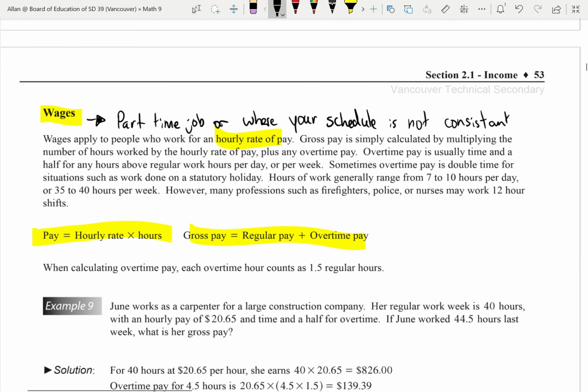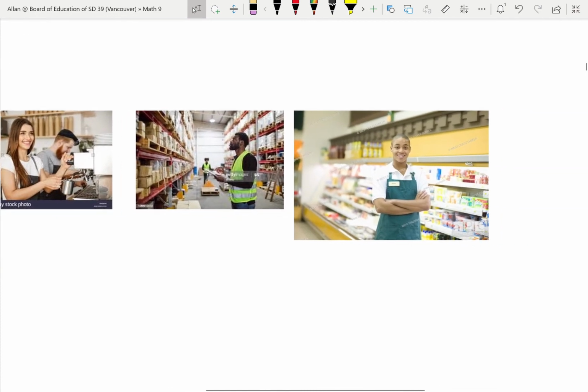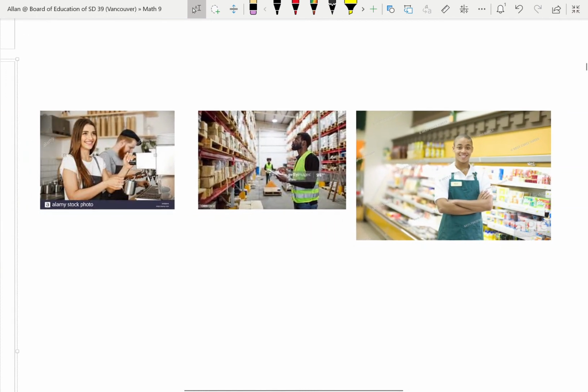One of the things about wages is that there is overtime. Types of jobs that have it: you have restaurants, or if you work at a coffee shop, you're a barista. These types of jobs get paid hourly. A lot of warehouse jobs, say if you work for Amazon, you're going to get paid hourly, and any sort of retail job, you'll also get paid hourly.